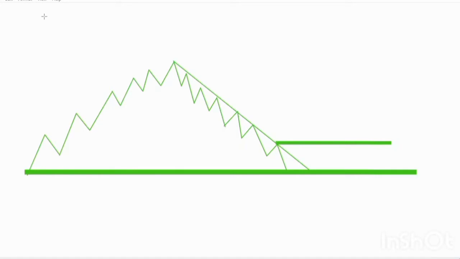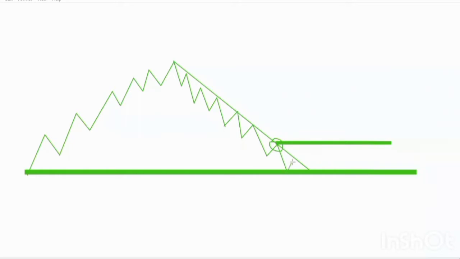So at this point in time, this structure will actually be broken if this last high that was created gets broken. All right, I will show you all these things in the chart after this little scenario analysis, so you understand an insight on how these trades work.